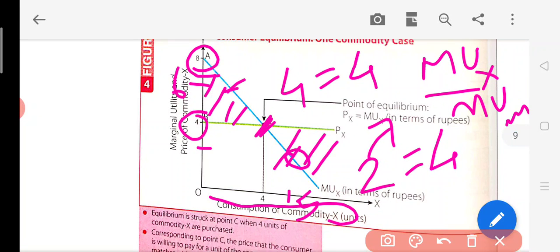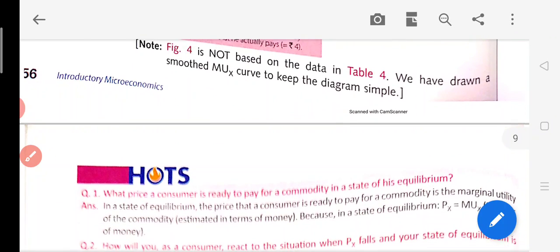Okay, so this is the thing which you remember. So this is how you calculate how to convert this marginal utility into MUX in terms of money. Okay, now let us move forward.